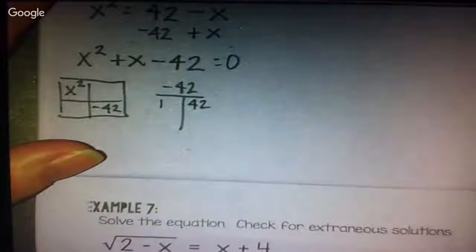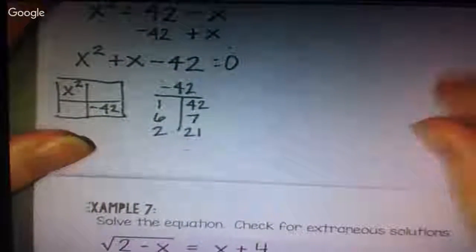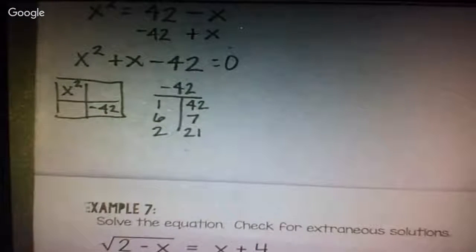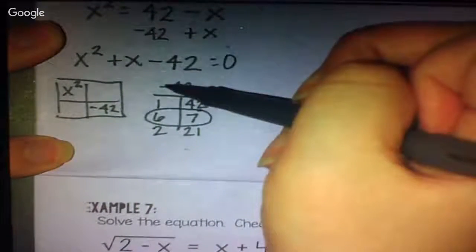What else do I have? 6 and 7. We could do 2 and 21. This is a negative 42, which means we need to subtract them to get my B term. What's my B term right now? It's a 1. Which set of numbers subtract to give me 1? 6 and 7. Again, they have to subtract because this is a negative.